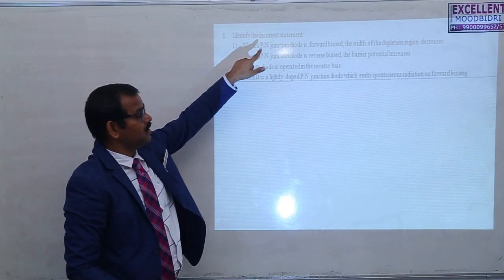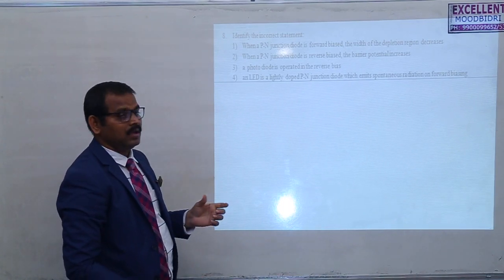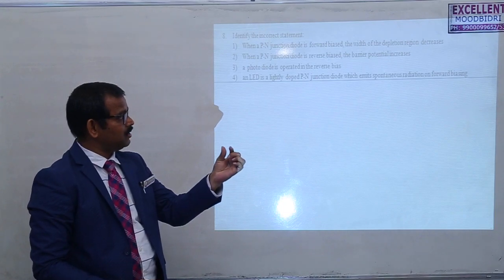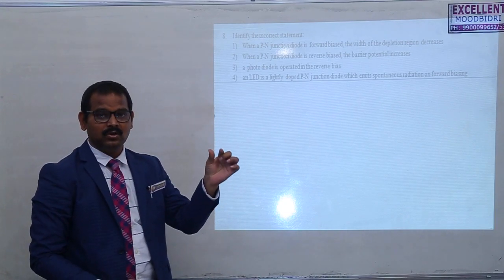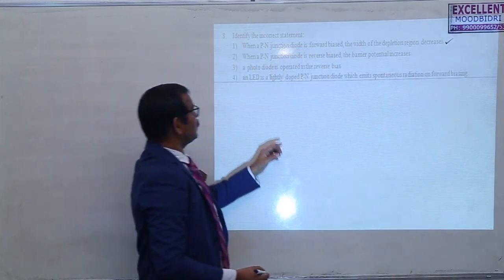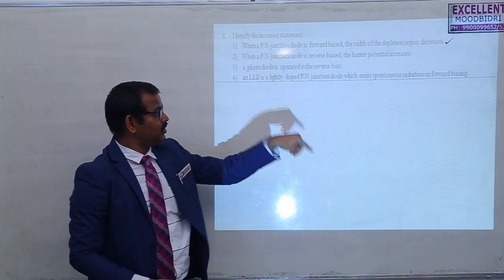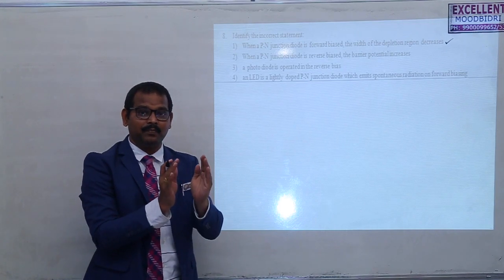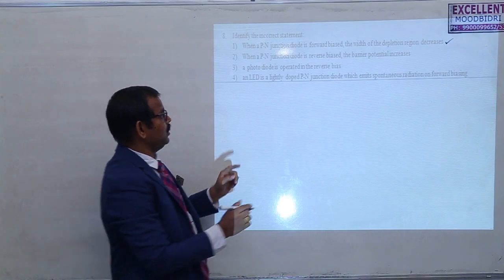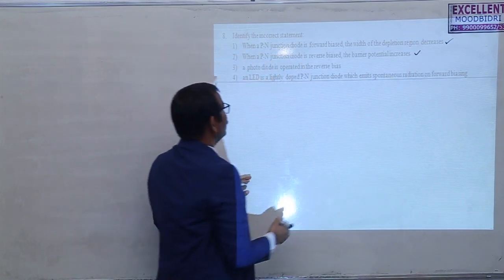Eighth one, identify the incorrect statement. First one, when a PN junction diode is in forward bias, the width of the depletion layer always decreases. Due to this, resistance also decreases. So this is the correct statement here. Second one, when a PN junction is reverse biased, then the barrier potential between the two sides of the junction will increase. So this is also correct only.